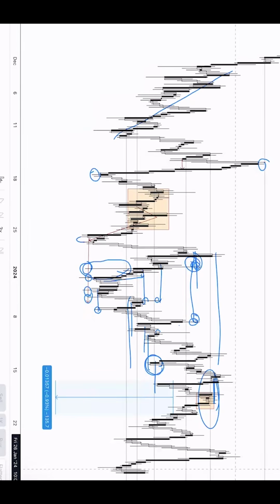Any question regarding this example? Yes, brother.